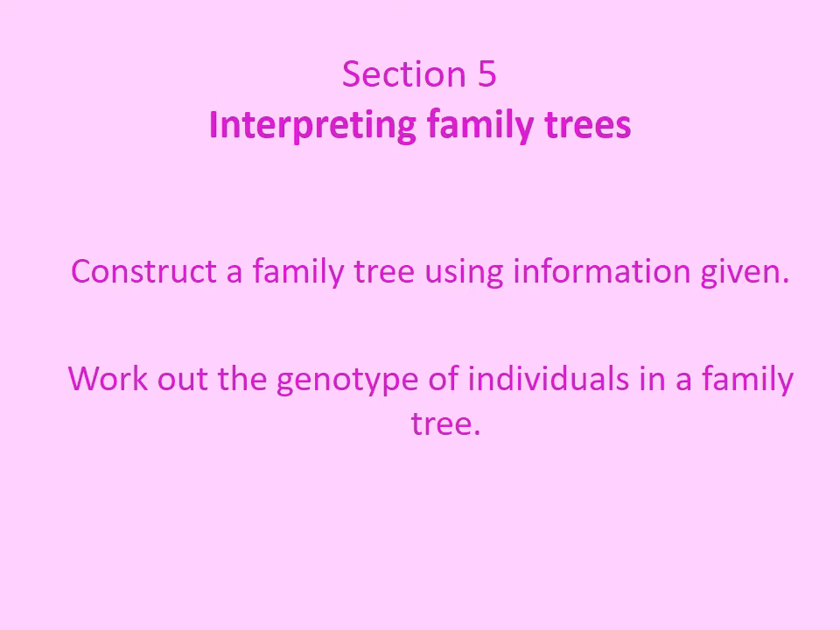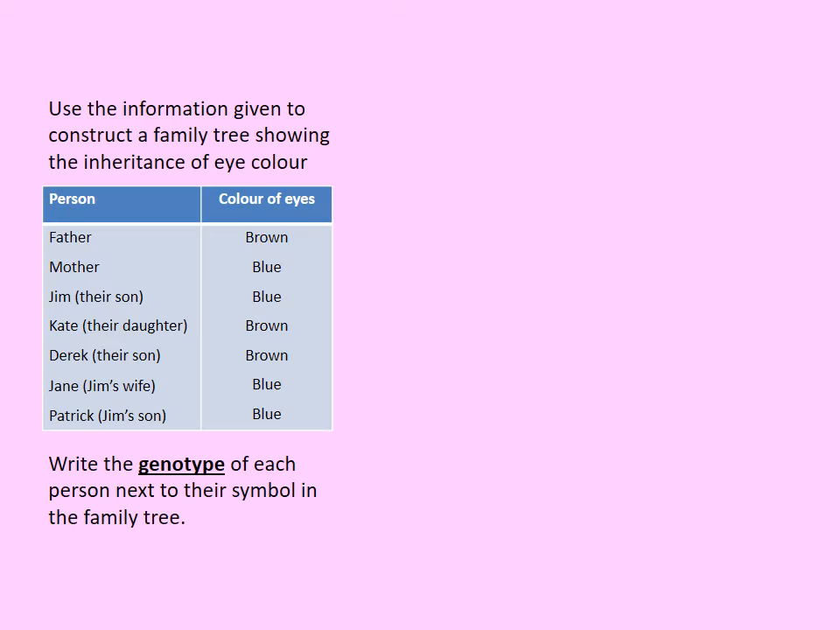So we're going to build upon this information in a wee second, and we're going to look at interpreting family trees. I'm going to talk through an example of how I would go about constructing a family tree, talk you through then how I would work out the genotypes of different individuals in a family tree, and then I'm going to get you to do a little example and you can check the answers in a wee second. So first off, I'm just going to use this information that's on the screen just now in order to create a family tree.